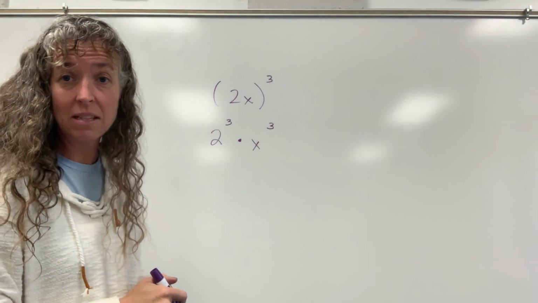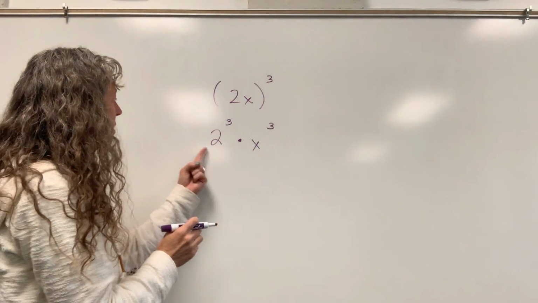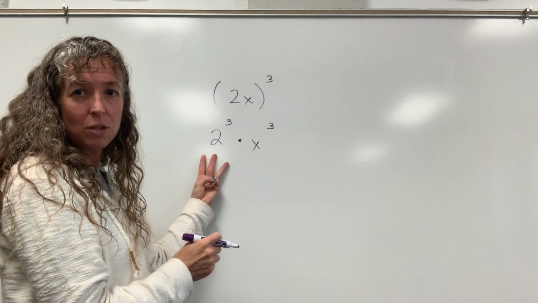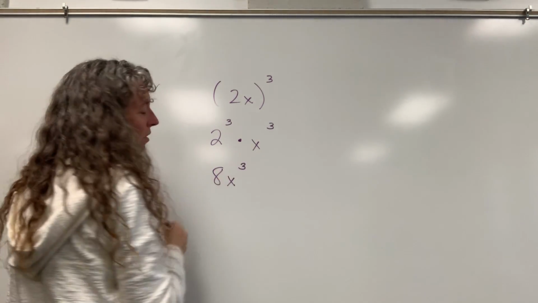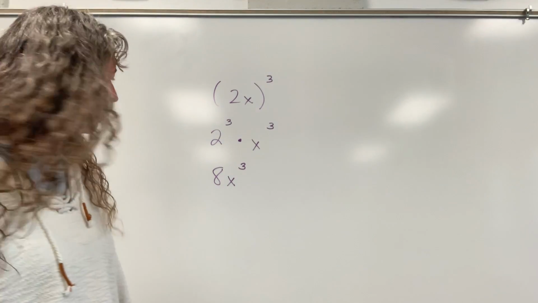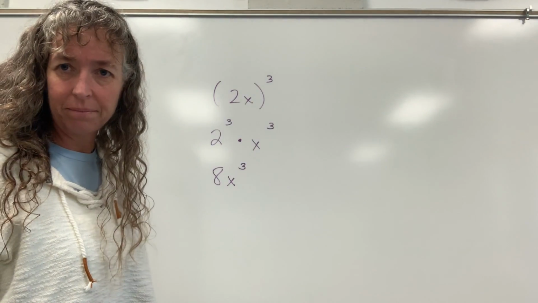But we could simplify that some more because we could actually do 2 to the third. What's 2 to the third? 2 times 2 is 4, times 2 is 8. And then we'd have to leave x to the third alone because it's a variable. We don't know what it is. Okay, so I apply this exponent to everything on the inside.